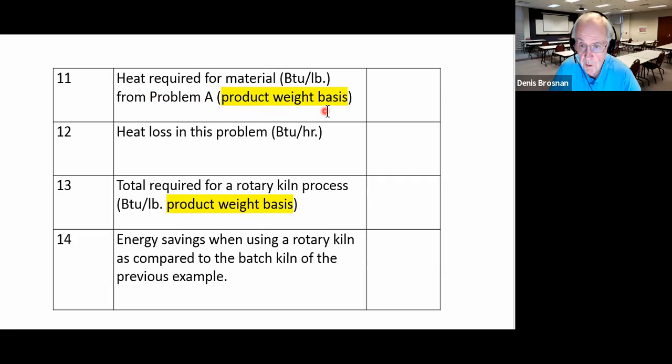We're going to do that on a product weight basis. We're going to use e-solutions to get the heat loss in this product. We're going to get the total BTUs required on a product weight basis. And then we're going to compare what we got with a rotary kiln to what we got with a batch kiln, intermittent kiln. So this is pretty easy for us to do.